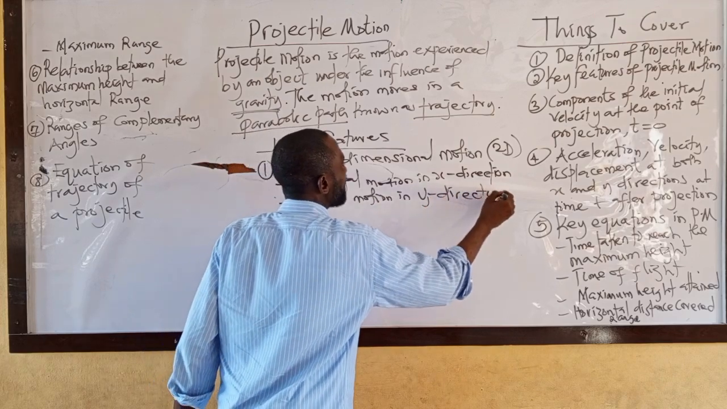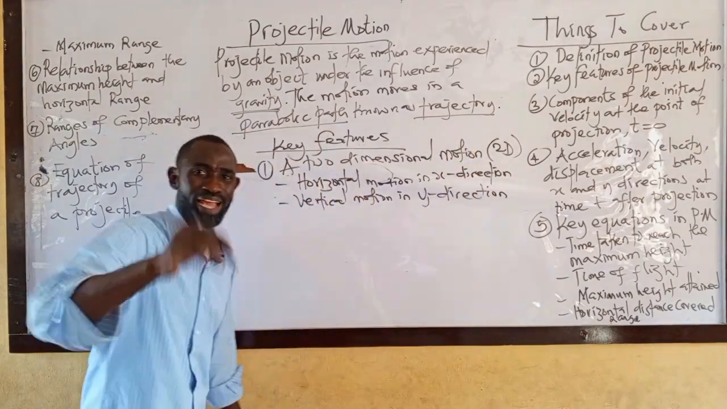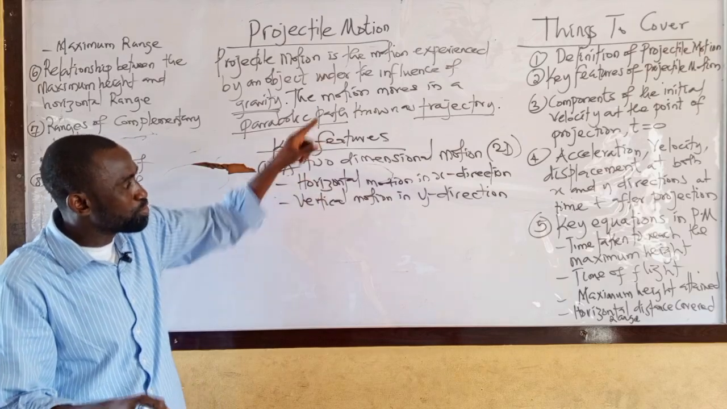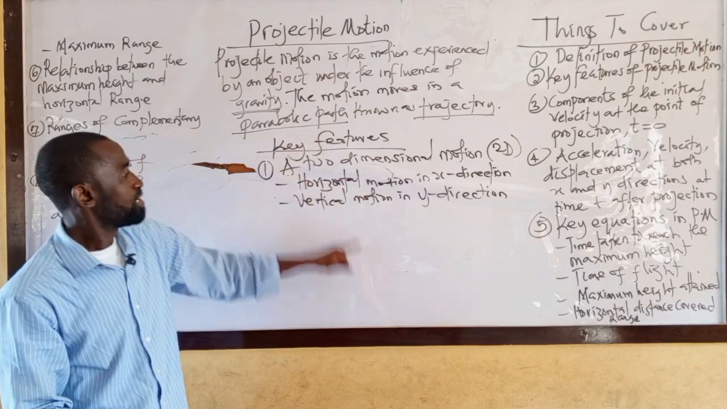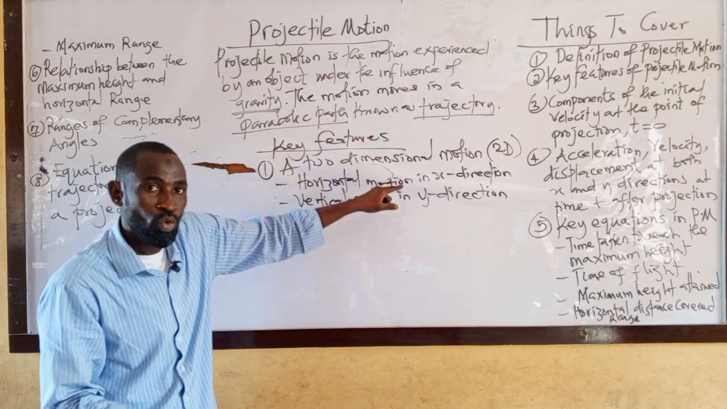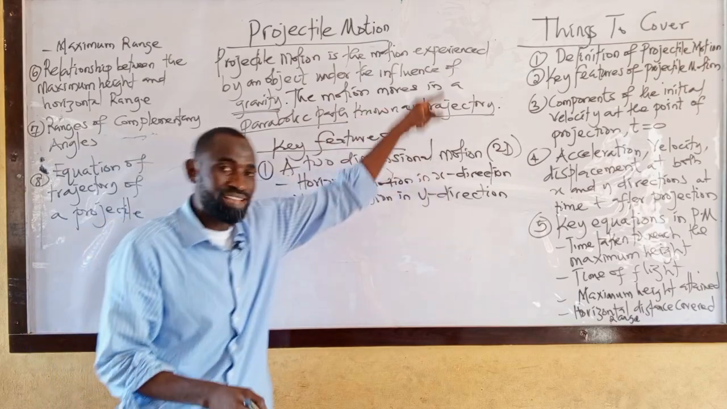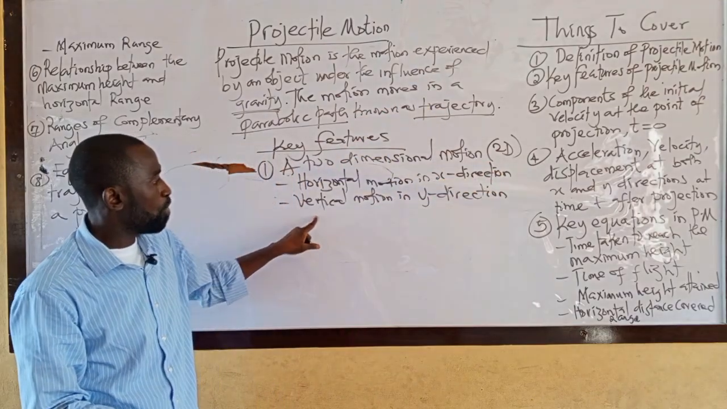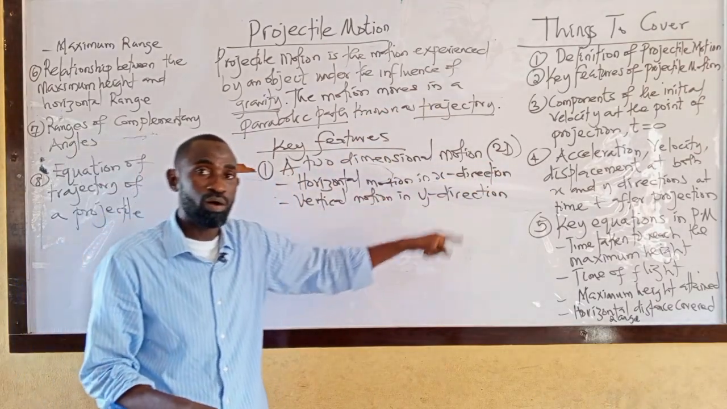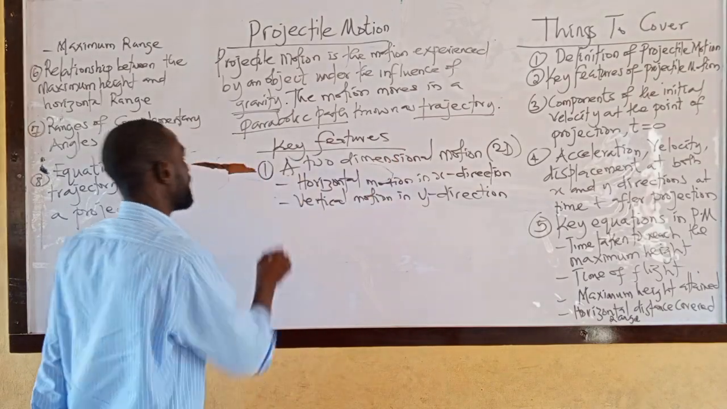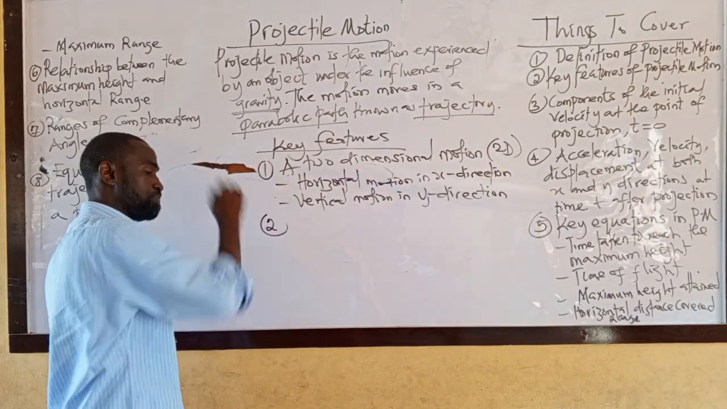So at any point in time, a projectile must have two types of motion. The first one is horizontal motion, which is in the X direction. And the second one is vertical motion, which is in the Y direction.